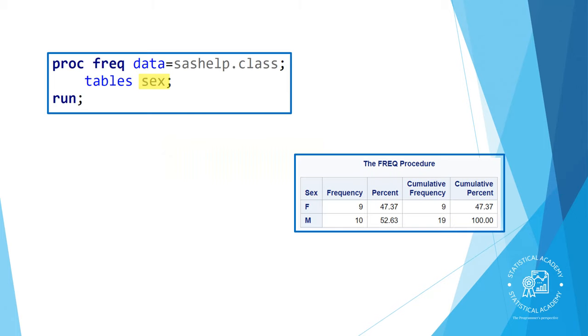By default, each variable listed in the table statement of PROC FREQ generates a separate frequency table that includes the number and percentage of observations for each value in the data, as well as a cumulative frequency and percent. But PROC FREQ can do much more than simple frequency reports.